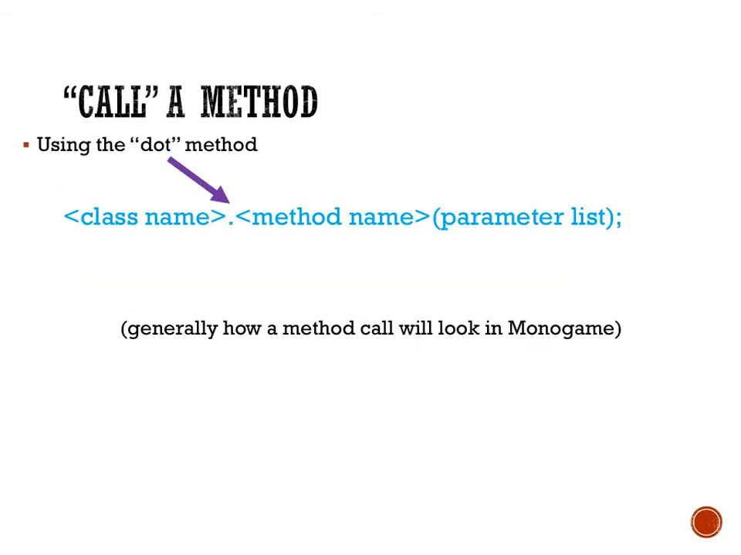what information does your method need to get its job done? As I stated on the previous slide, remember that a method is basically a miniature program that will do a specific action for you. And remember that these are located inside of a class. So in order to use a method, in order to use these mini programs, in MonoGame or in the language of C#, we will use what is called the dot method.